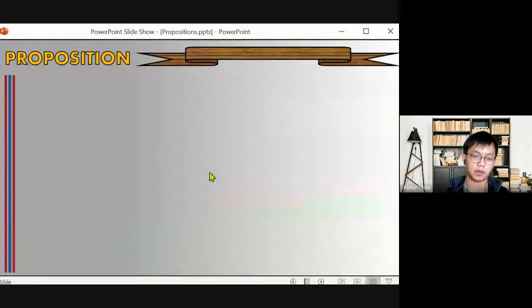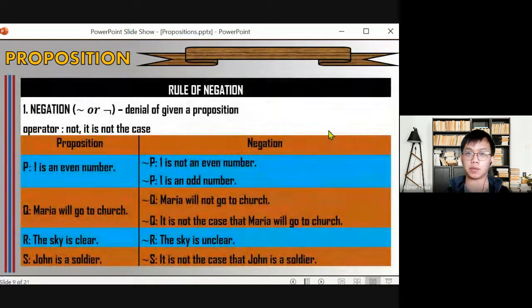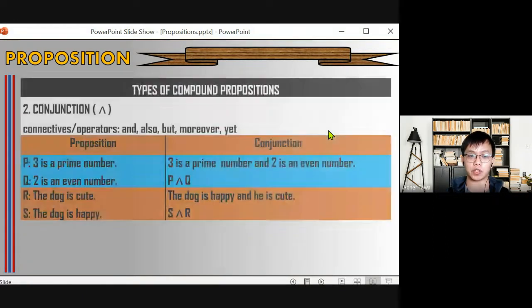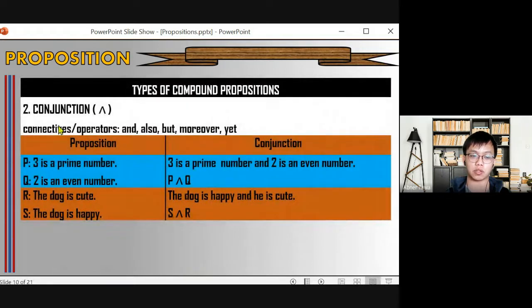Okay, now, after the rule of negation, let's have here the types of compound propositions. So, hindi lang isang type, isang compound proposition. So, we have here 4 types of compound proposition. So, first, we're going to have here the conjunction. So, ano nga ba ang conjunction as a type of compound proposition? So, when we say conjunction, the connectives or operator of this is, we have here the words and also, but, moreover, and yet. So pag yan yung mga connectives sa compound propositions, tinatawag natin sa compound proposition ngayon ay conjunction.